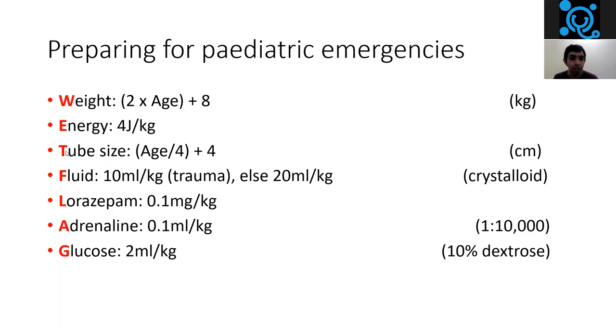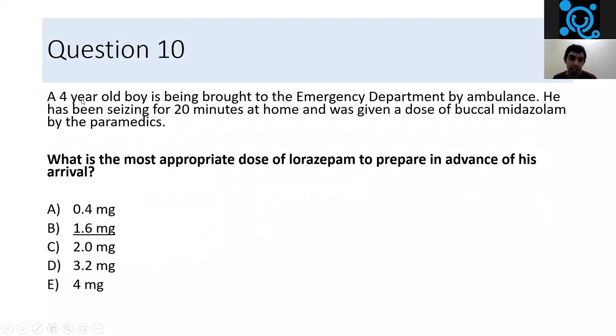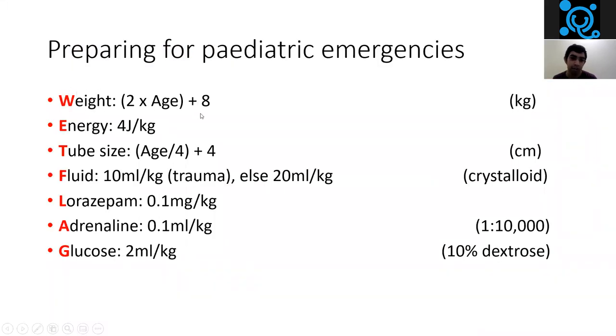It is worth knowing WETFLAG, if nothing else. This provides a nice two-step question where first of all, you need the age, then you need to know two components of the WETFLAG. You first need to know the W, so you do that correctly, and then you do the L. That's how you can get the correct answer. It's a handy mnemonic to know.